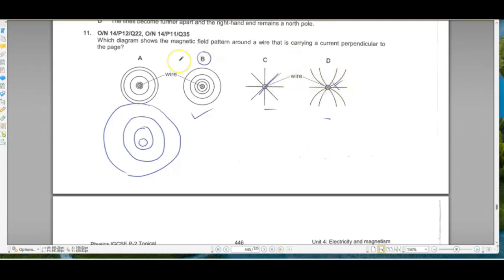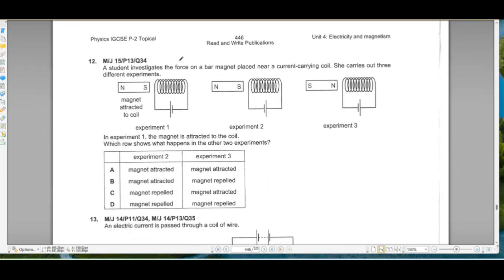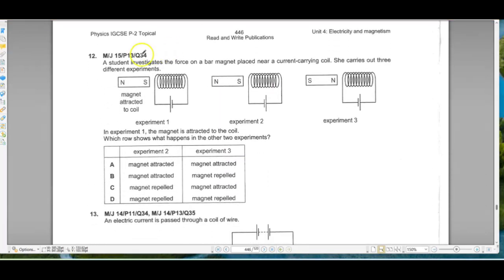Moving on to question number 12. The student investigates the force on a bar magnet placed near a current-carrying coil. She carries out 3 different experiments. In experiment 1, the magnet is attracted to the coil, which shows what happens in the other 2 experiments. If the magnet was attracted to the coil, it's fine. In the other 2, there is a change. If you see, there is a change of current.